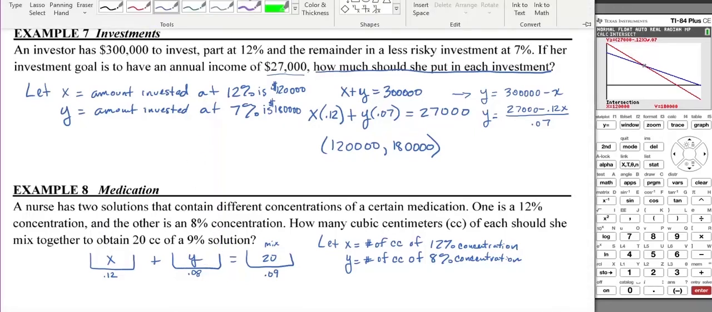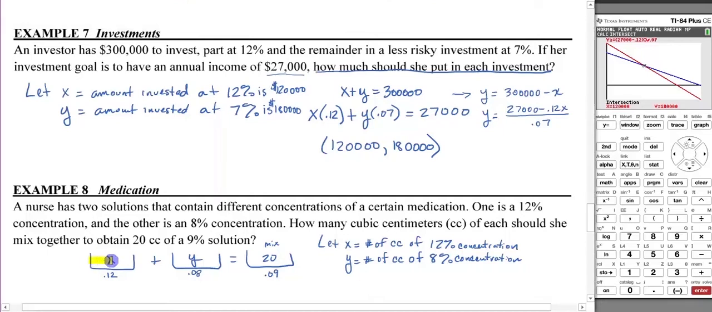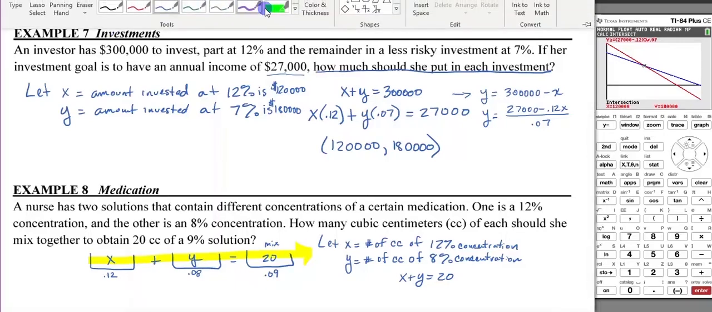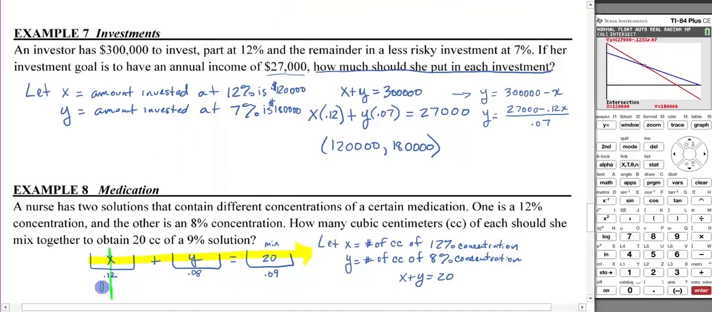Once we have that set up, what we do is find our first equation by simply drawing through there. That means I have an equation of x plus y equals 20. If you add the amount of cc's of 12% concentration to the number of cc's of 8% concentration, then you get 20 cc's.